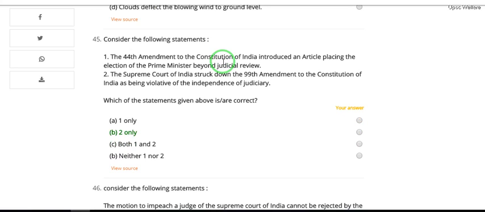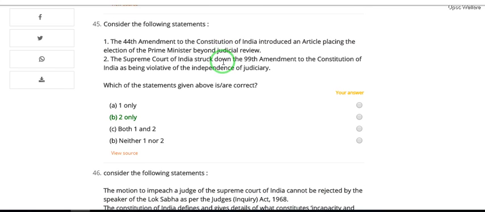Now consider the following in question number 45. The 44th Amendment to the Constitution of India introduced an article placing the election of the Prime Minister beyond judicial review. First is going to be wrong. Second, the Supreme Court of India struck down the 99th Amendment to the Constitution of India as being violative of the independence of the judiciary. So that is going to be correct.